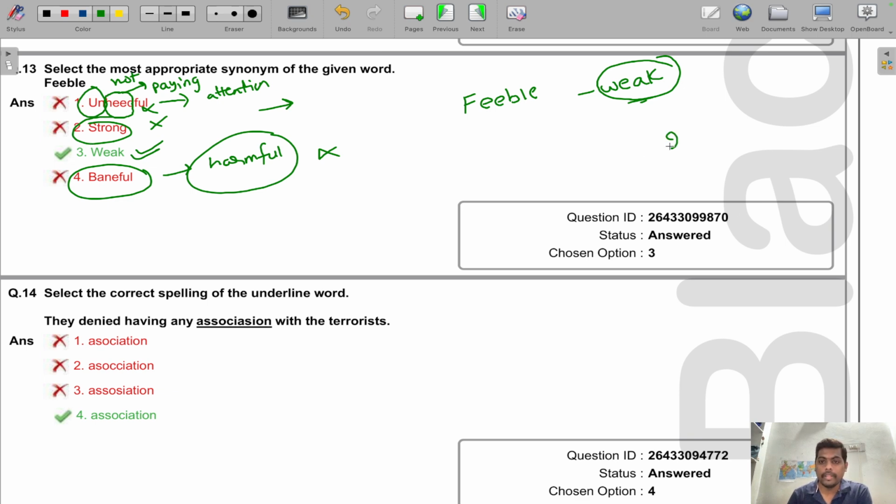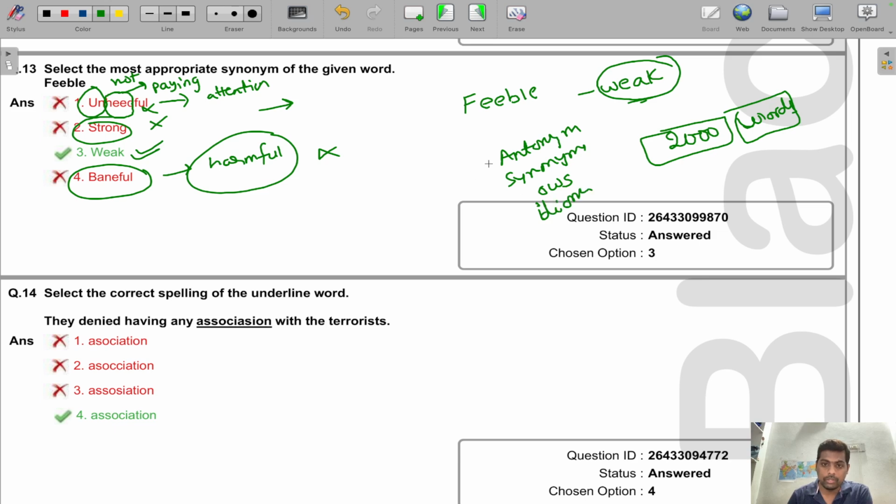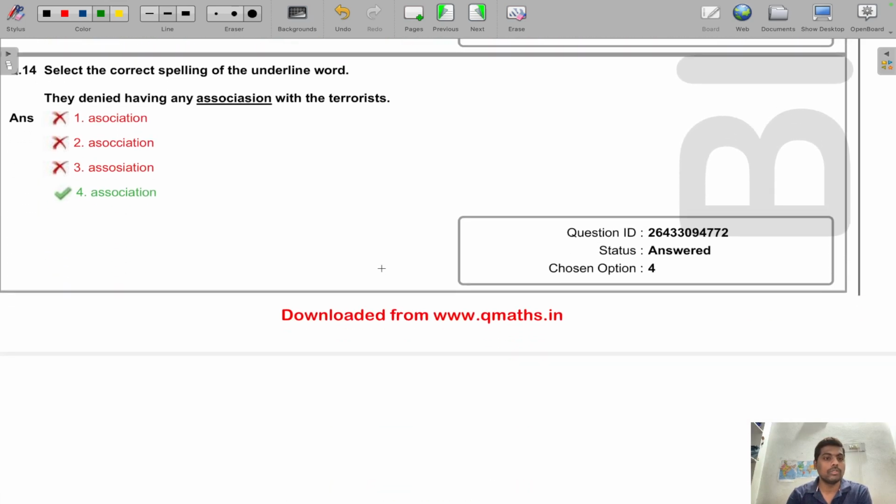So for vocabulary, guys, you should learn at least 2000 words before going to appear for the exam. This is my request to you. So you can refer to antonyms, synonyms, one word substitutions and idioms. All these you should learn at least 1000. So total 4000. You can do 4000 from the previous year questions itself. Now let us go to the next question.